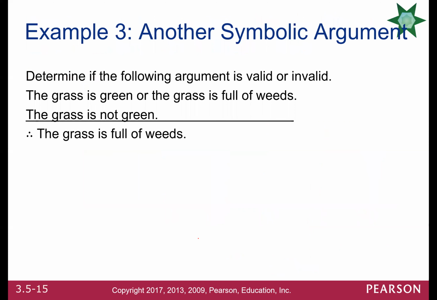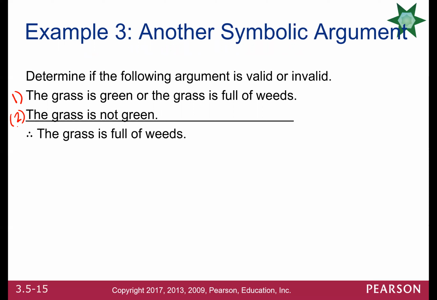All right, let's continue. Let's look at this argument. We have to determine if the following argument is valid or invalid. The grass is green, or the grass is full of weeds. The grass is not green. Therefore, the grass is full of weeds. So our first premise is going to be the grass is green, or the grass is full of weeds. Our second premise is going to be the grass is not green. And our conclusion is going to be the grass is full of weeds.